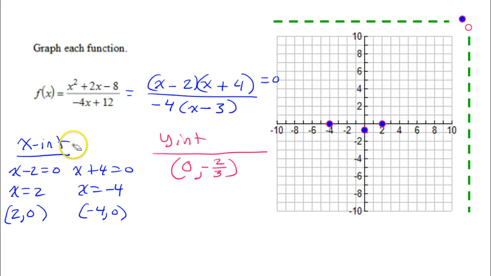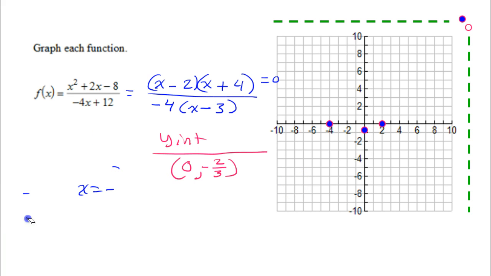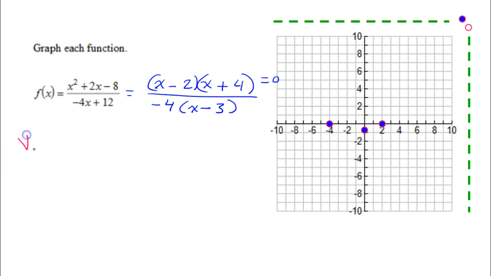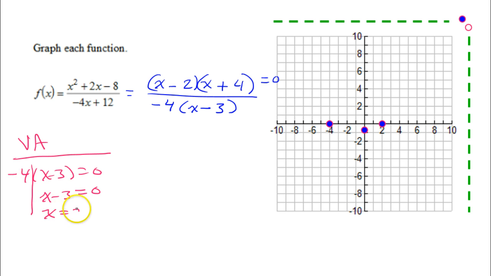Okay, now let's talk about the vertical asymptote and the horizontal asymptote. Alright, so the vertical asymptote is what you get if you set the denominator equal to 0. You can ignore the constant because that can't equal 0, but setting x minus 3 equals 0 gives me x equals 3. So that is a vertical asymptote. Alright, so I'm going to have a vertical asymptote right here.